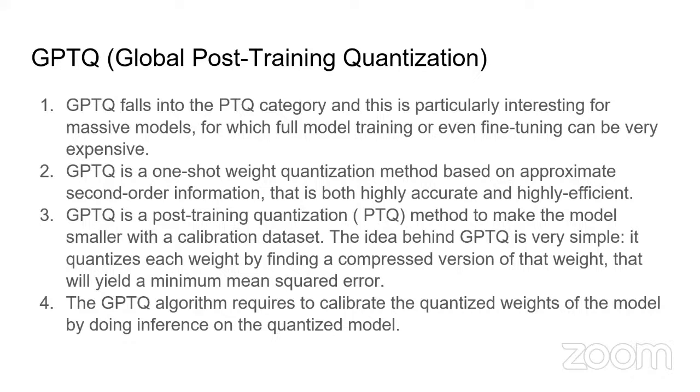Then there is calibration. After quantizing, the model is calibrated by running inference on smaller datasets, refining the quantized weights for optimal performance. So, in short, GPTQ enables significant model size reduction while maintaining the accuracy, making it an ideal choice for deploying large models on resource-constrained hardware.